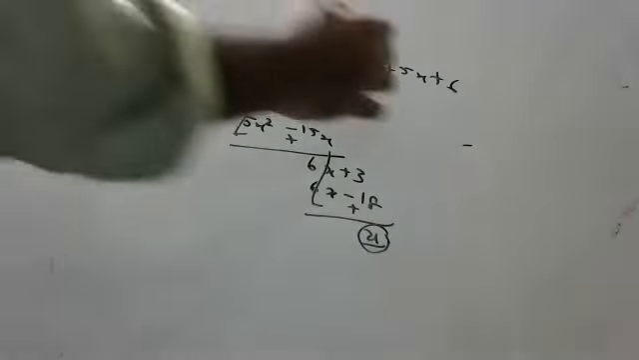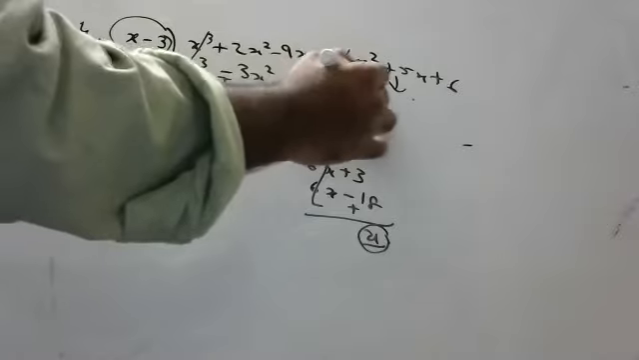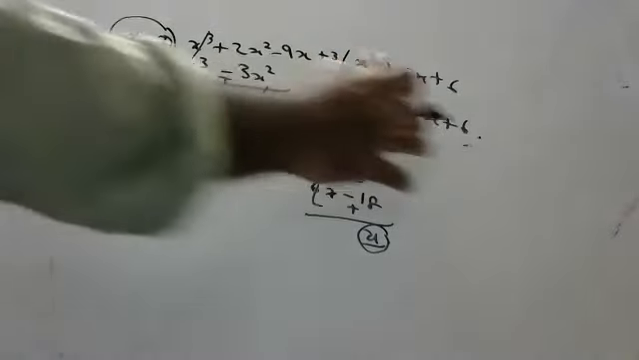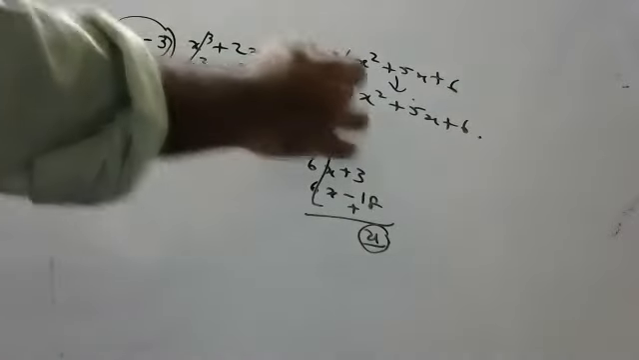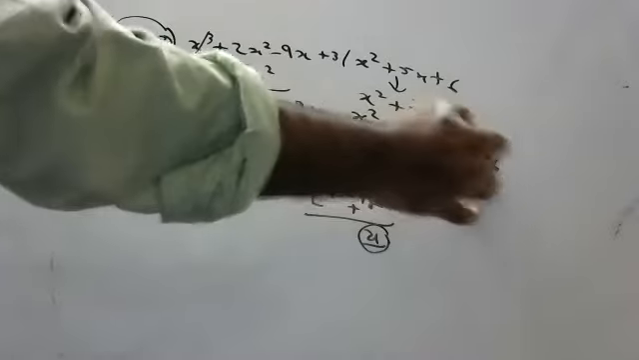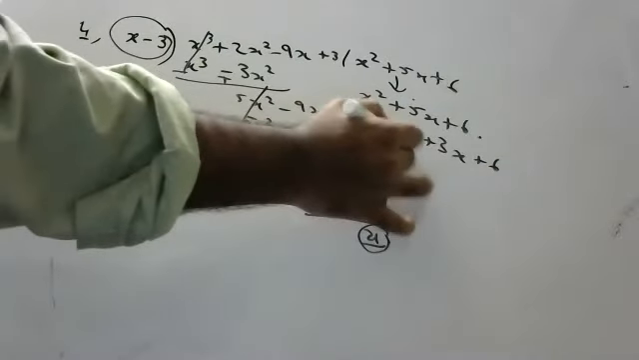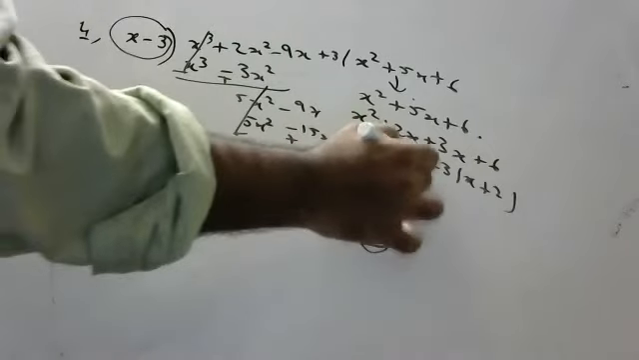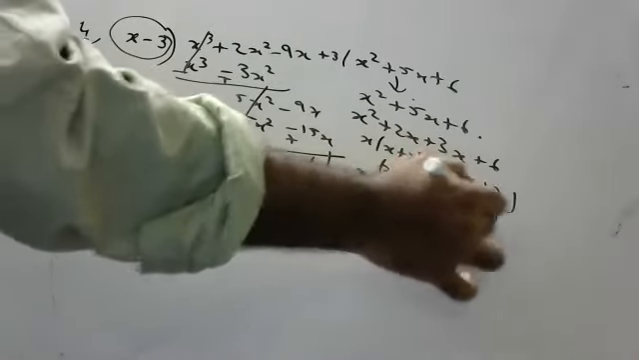Now we have to split this, children. x square plus 5x plus 6. Okay, children, what are the factors? 2 times 3 is 6, no? x square plus 2x plus 3x plus 6. If you take x common, x plus 2. If you take 3 common, x plus 2. x plus 2 into x plus 3 are the other factors. 1, 2, 3.